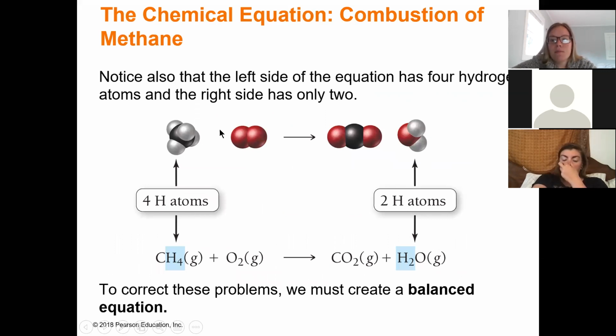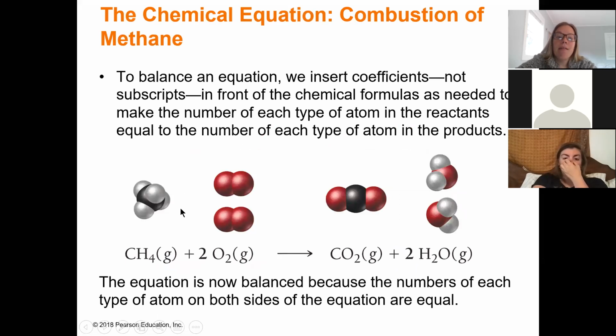There's also something wrong with my hydrogens. Over here, I have 4 hydrogens. Over here, I have 2 hydrogens. So what you're telling me is that 2 of these hydrogens just disappeared. You shove them under the universal rug somewhere and we can't find them. That's not going to work. So we have to balance this thing.